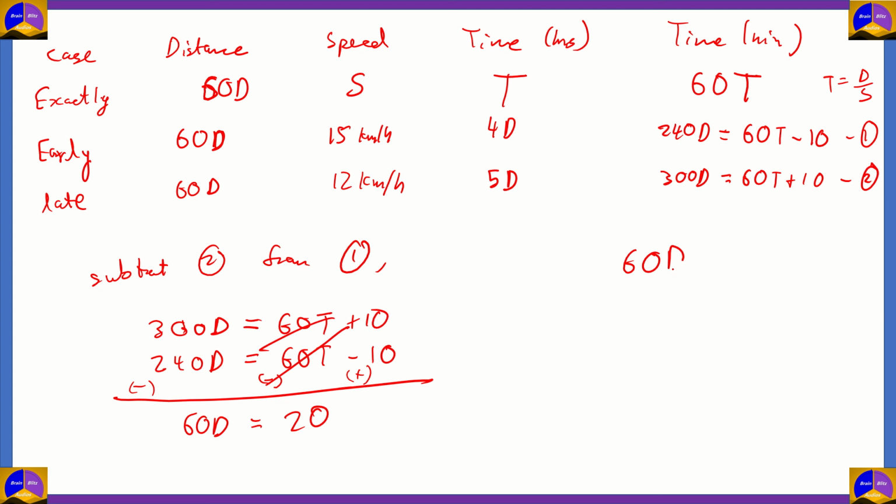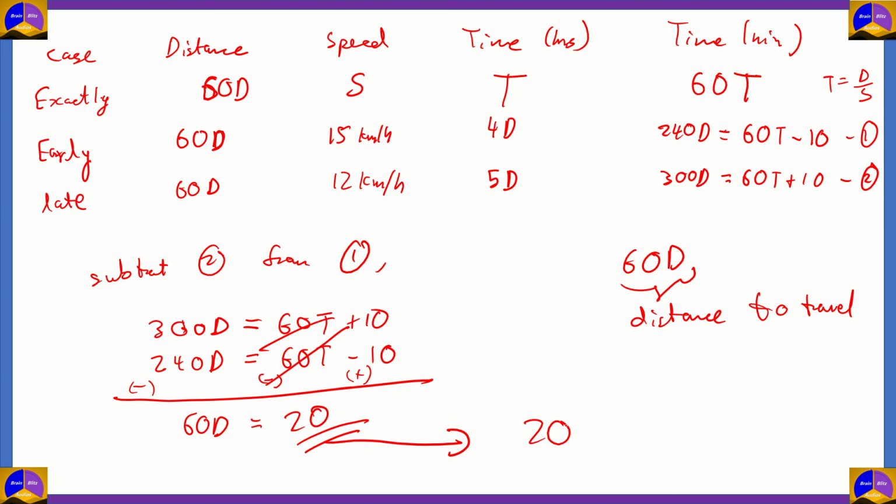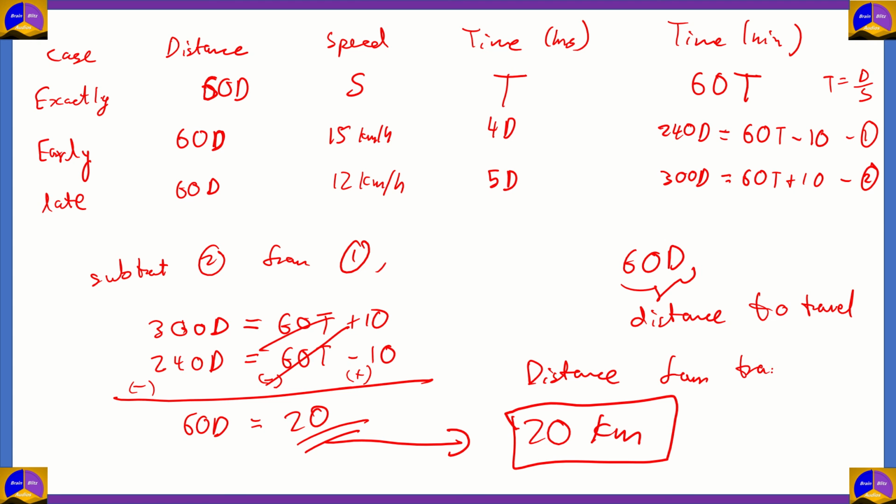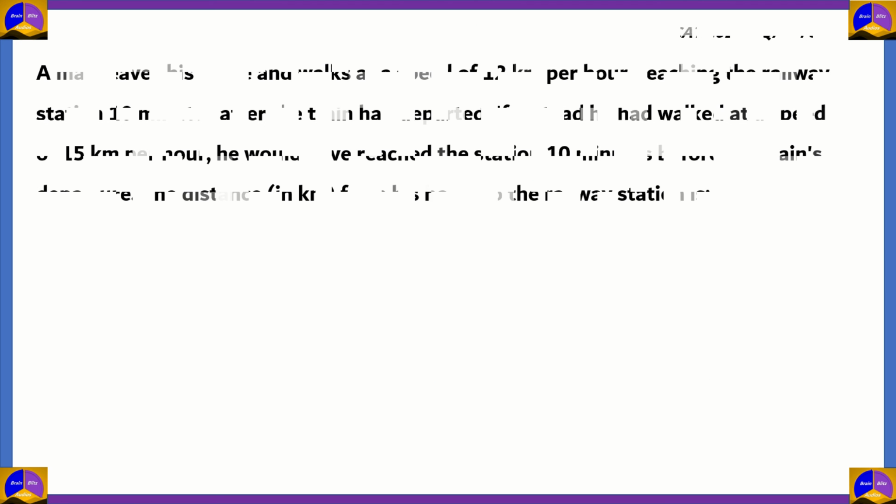Now remember, 60d is the distance to travel. We don't have to get the answer of d. We don't have to understand what d is. All we need to know is how much 60d is equal to. So 20 here represents 20 kilometers, and that is the distance from the home of the person to the train station. So 20 kilometers is the right option.